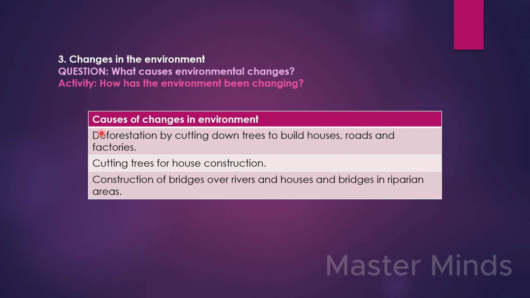Causes of changes in environment. Deforestation by cutting down trees to build houses, roads, and factories. Cutting trees for house construction. Construction of bridges over rivers, and houses and bridges in riparian areas.